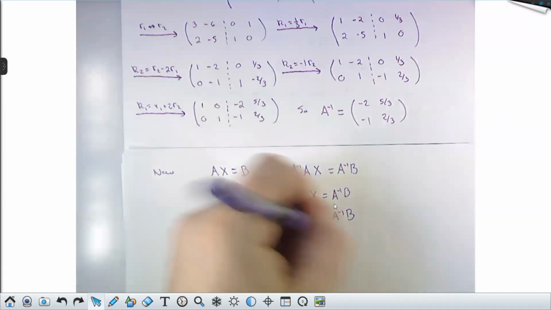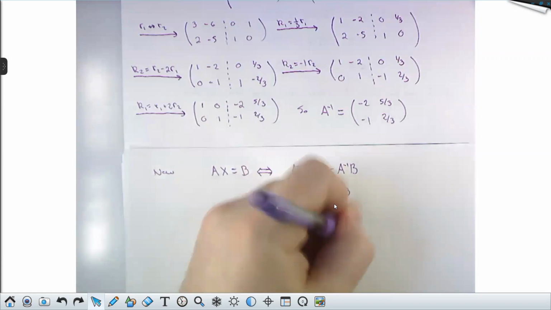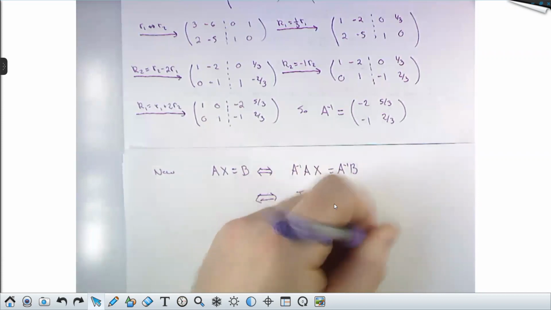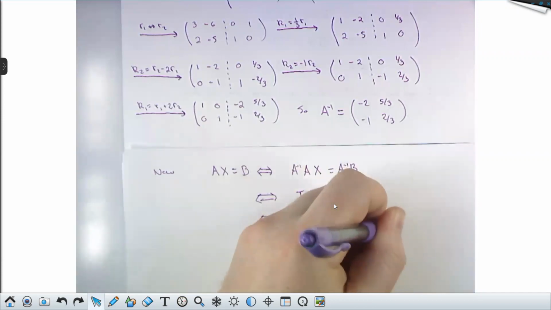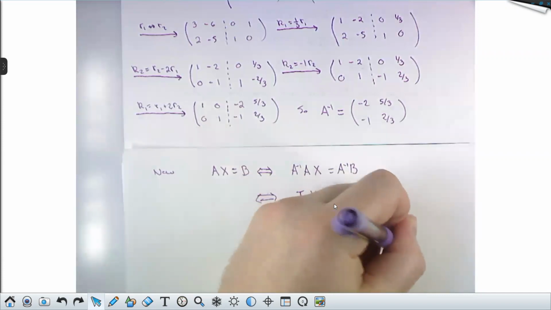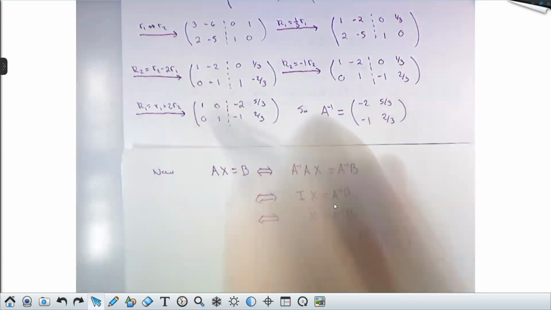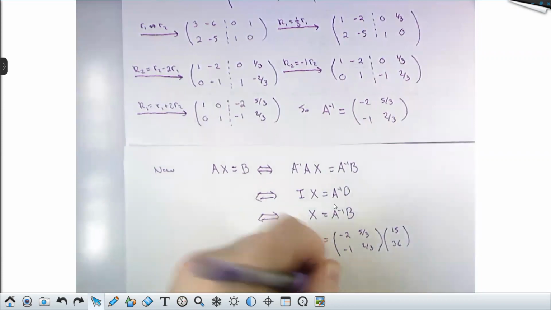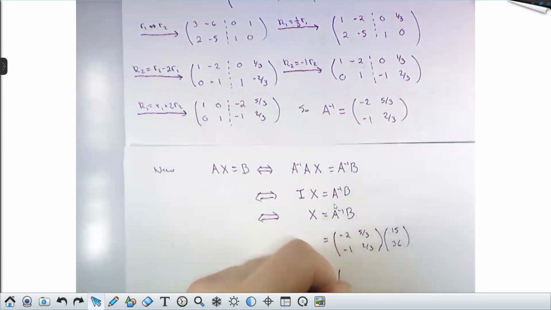A inverse times B is -2, 5/3, -1, 2/3 times the matrix B, which is 15, 36, this column. And then I can actually do that matrix multiplication. This is a 2 by 2. This is a 2 by 1.